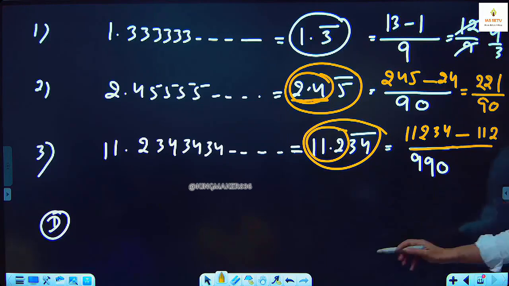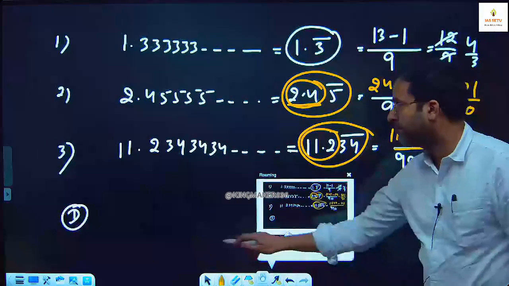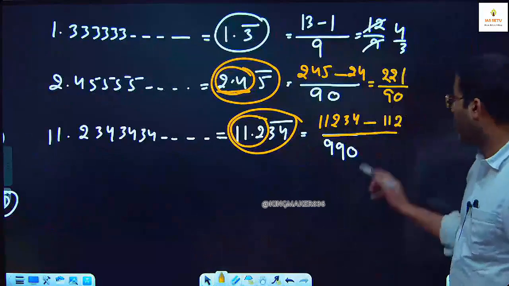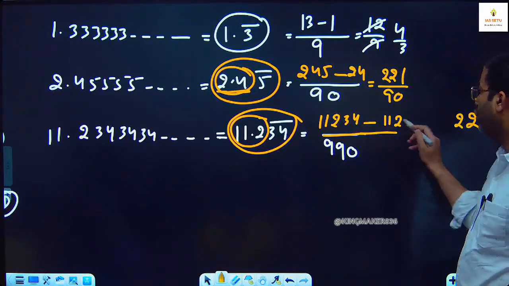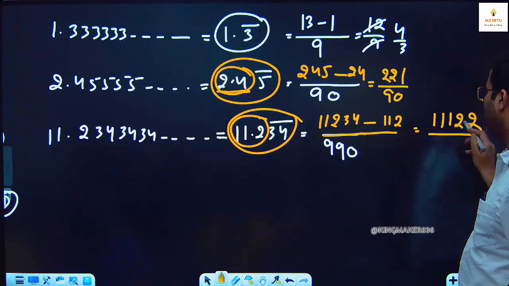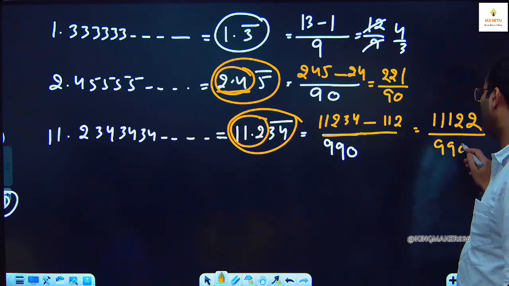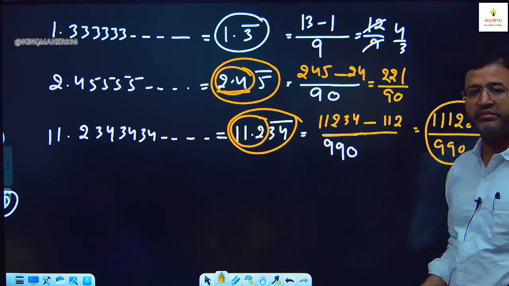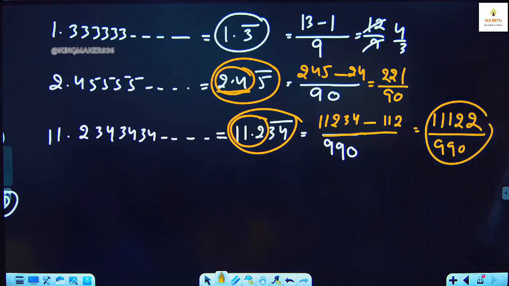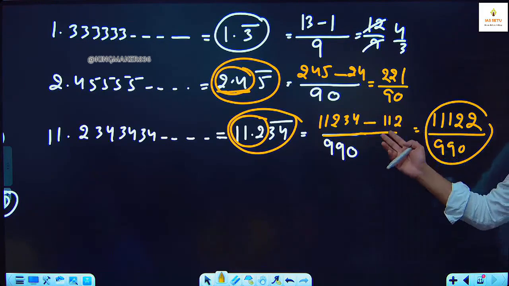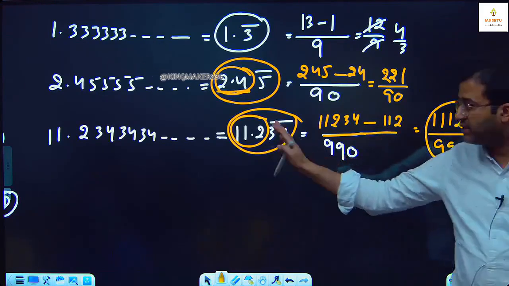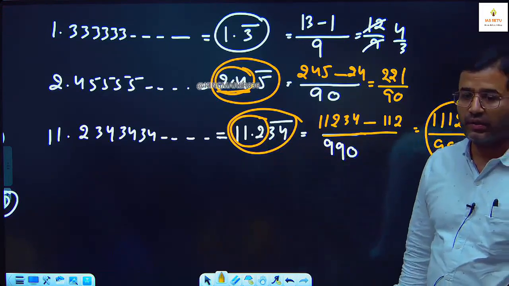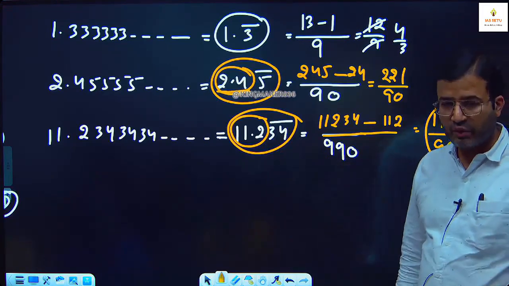So now here this is the third question. 4 minus 2 is 2, 3 minus 1 is 2, 2 minus 1 is 1, 11,122 upon 990. Simplification we take. Total number minus non-recurring part. So for this, forget the decimal for the numerator. Okay. Let me take one more example.